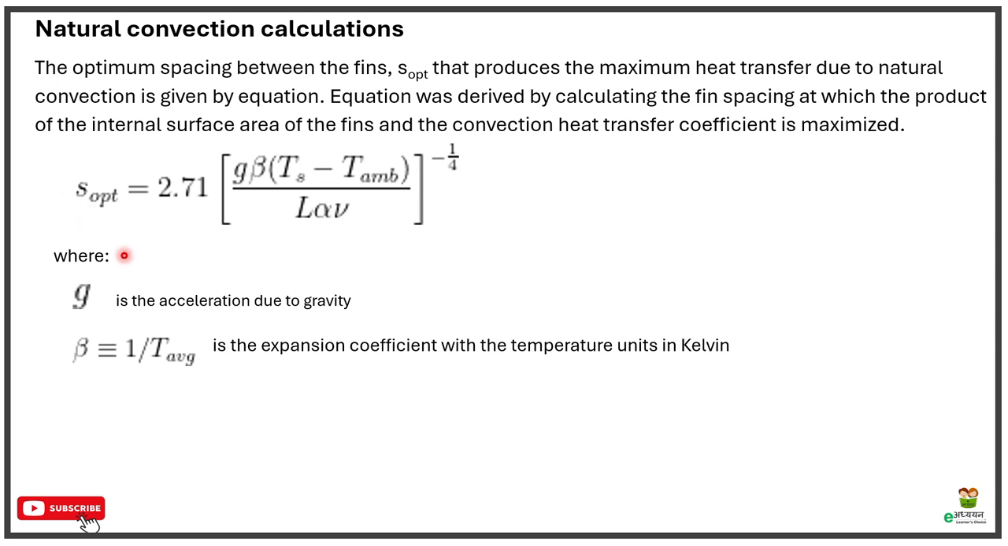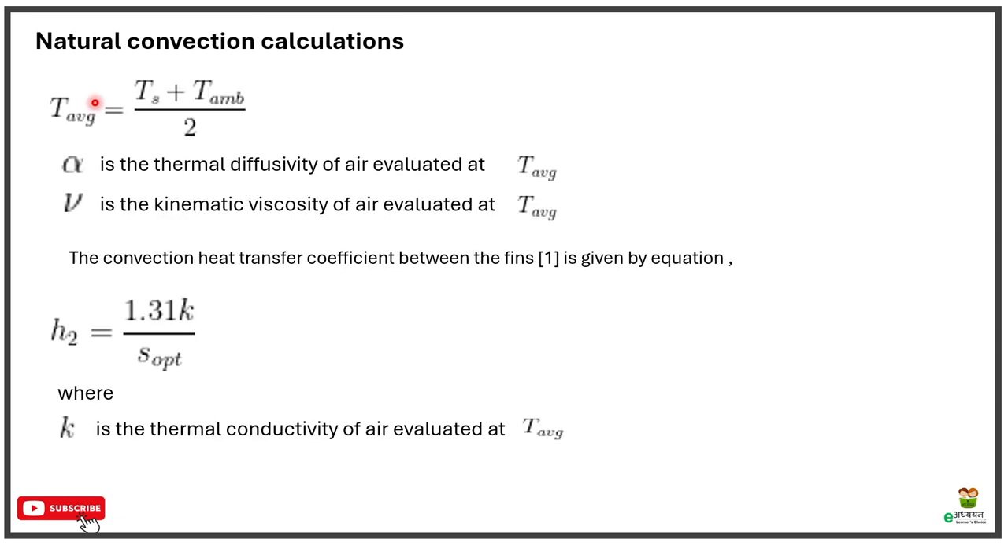So here we have small g, the acceleration due to gravity, then beta, which is 1 by T average, is the expansion coefficient with the thermal temperature unit in Kelvin. As we discussed Ts and Tf in the earlier slide, we have this formula for optimum spacing. We will see what this means in the next slide. So here T average will be Ts plus T ambient divided by 2, where alpha is the thermal conductivity of air evaluated at T average.